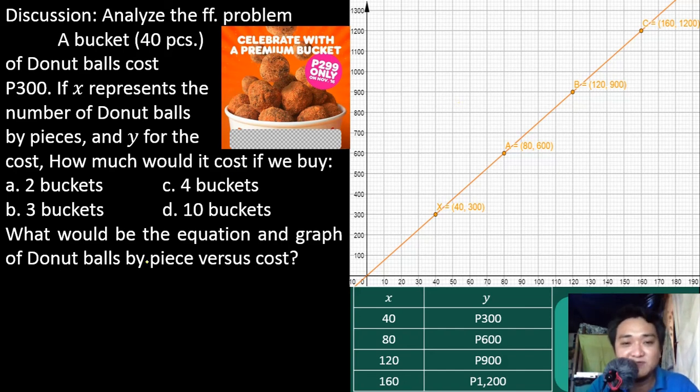So what will be our equation and graph of the donut balls by piece versus cost? So that is y is equivalent to 7.5x. Okay.